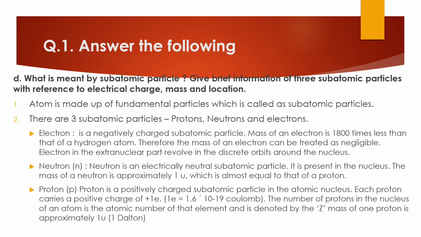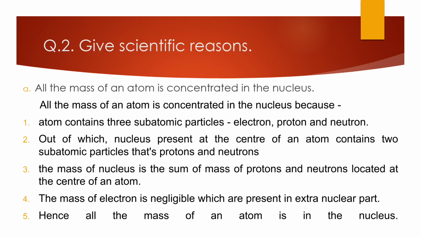Proton. A proton is a positively charged subatomic particle in the atomic nucleus. So each proton carries a positive charge, that means 1.6 × 10^-19 coulomb. The number of protons in the nucleus of an atom is the atomic number of that element and it is denoted by Z. The mass of one proton is approximately 1 u, or we can say it is 1 Dalton.